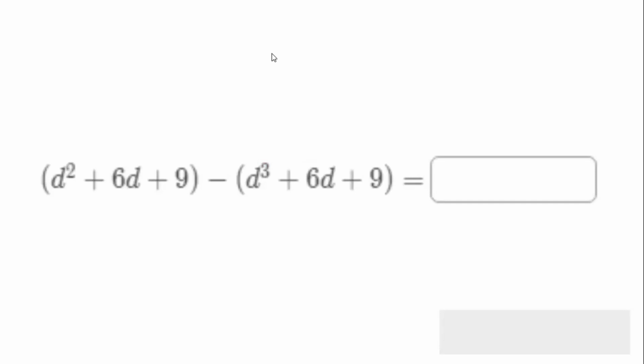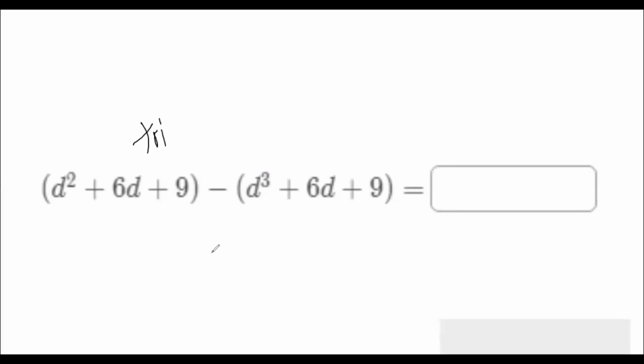Okay, now this is a subtraction problem using the horizontal method. So over here we have two trinomials, and they're subtracted from each other. So it's just like addition, except you have to distribute the negative 1 to each of the terms in the second polynomial before you can combine like terms. So I distribute negative 1 to each of the terms in the second polynomial. That would give me a negative d cubed plus, minus 6d minus 9. And now I can just combine like terms.